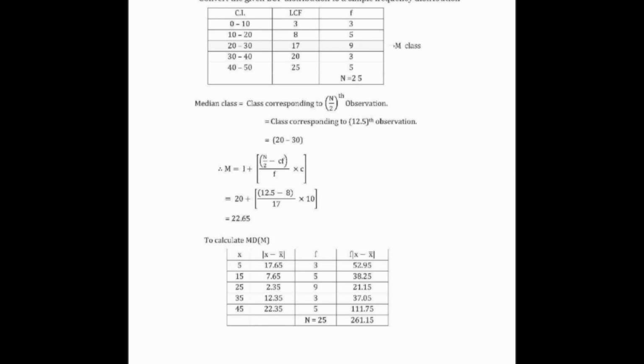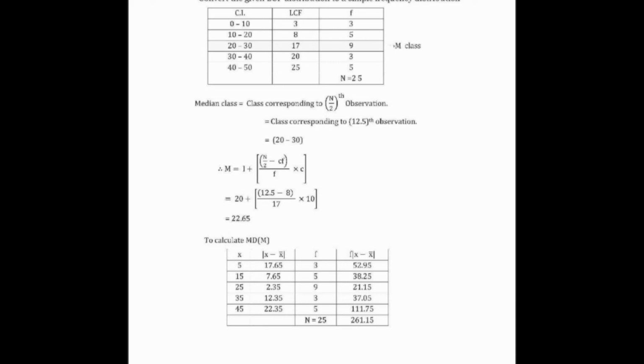Then M is equal to, first you have to calculate N by 2. For the median class you have to calculate N by 2 to see which observation it comes to. 25 divided by 2 comes to 12.5. Then in the LCF you have to see 8 to 17. 8 to 17 means the 20 to 30 class interval. Then you substitute in the formula: M is equal to L plus N by 2 minus CF divided by F into c. Then you get an answer over here.